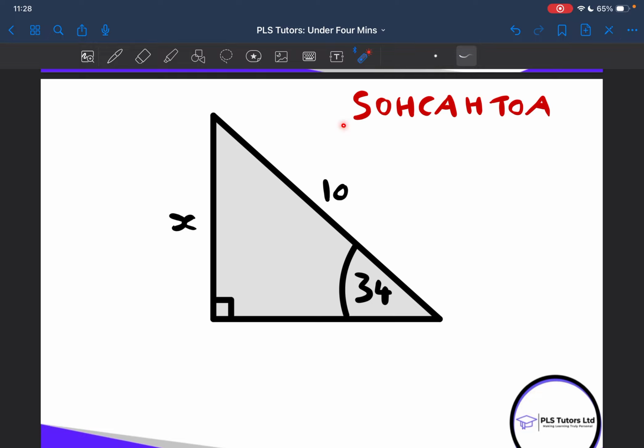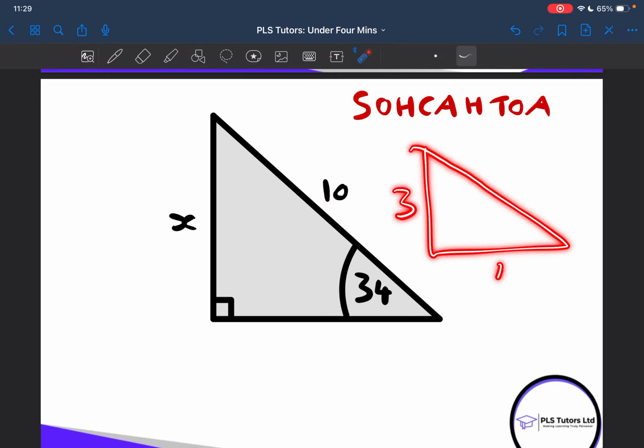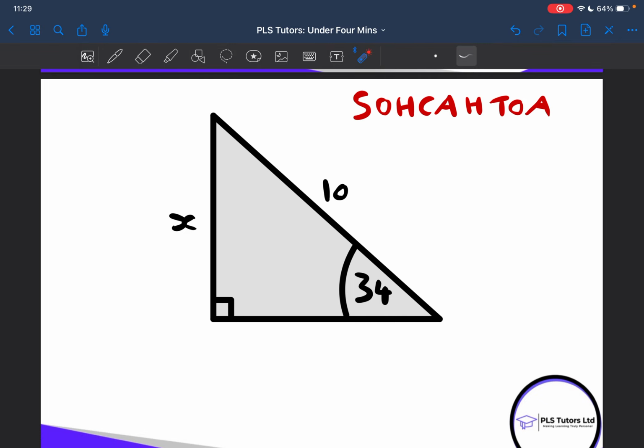So when you do SOHCAHTOA questions, you need to make sure, first of all, that it's a right angle triangle, and you need to make sure that you have sides and angles. If you only have sides, so for example, if it was a question like this that you're looking to solve, then you wouldn't use SOHCAHTOA. In this question, you would use Pythagoras.